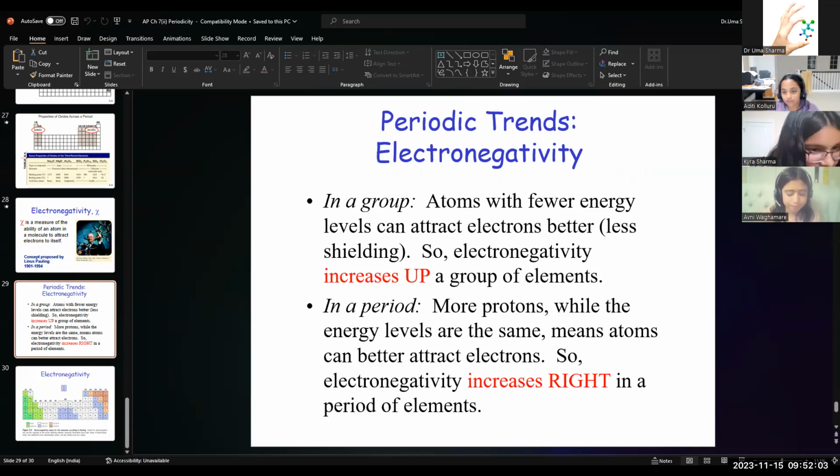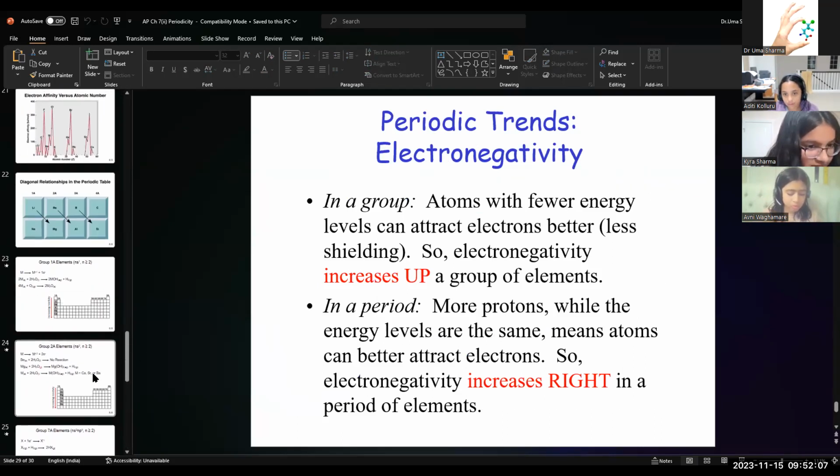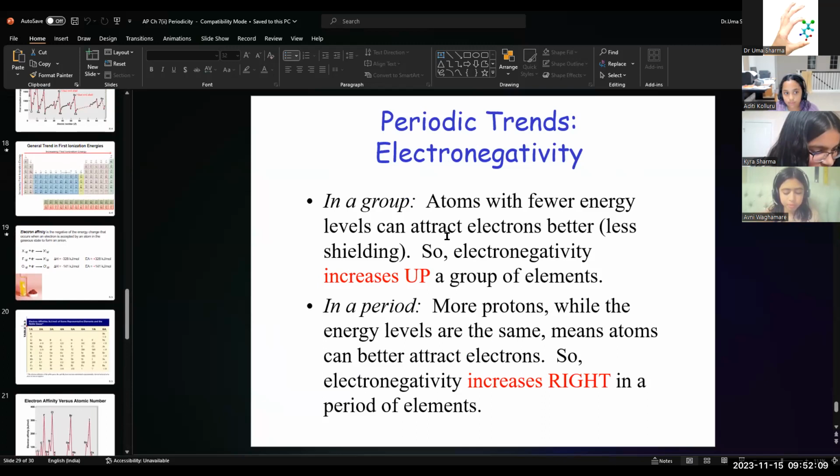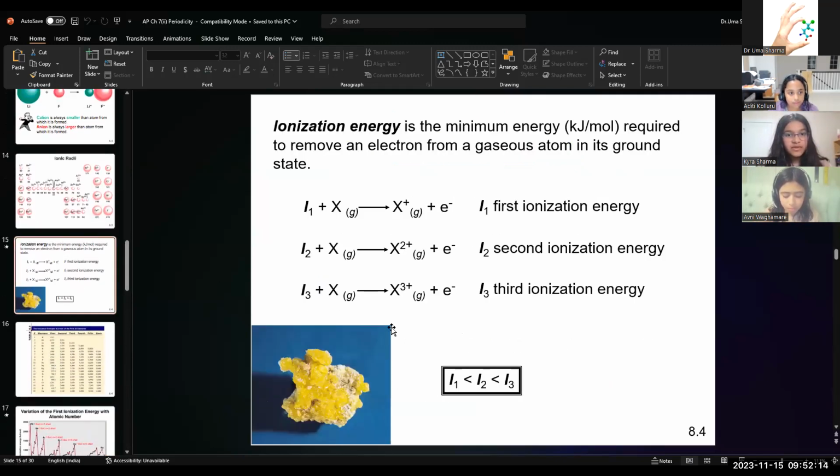So periodic trends, electronegativity, that we have already done. Now ready for the next trend, the ionization energy. I'm giving you the definition of ionization energy here.